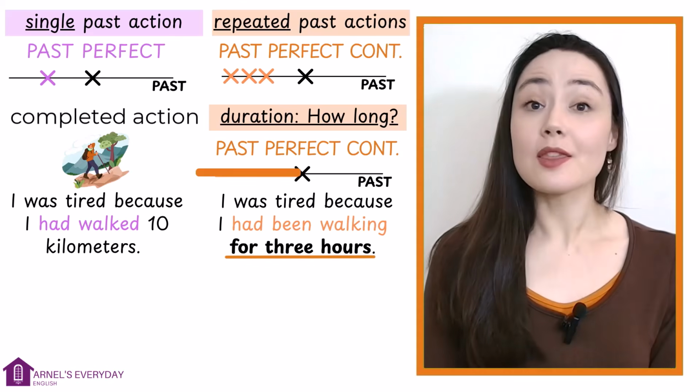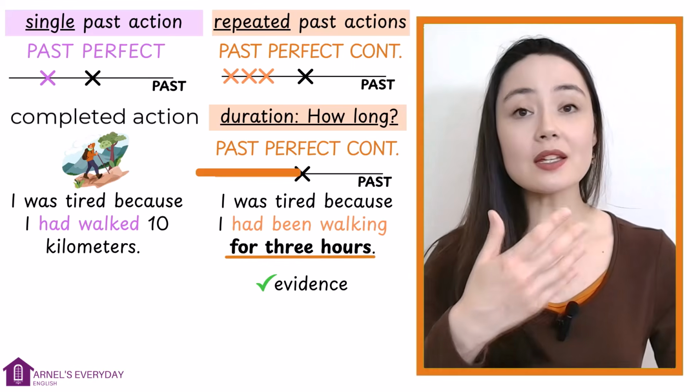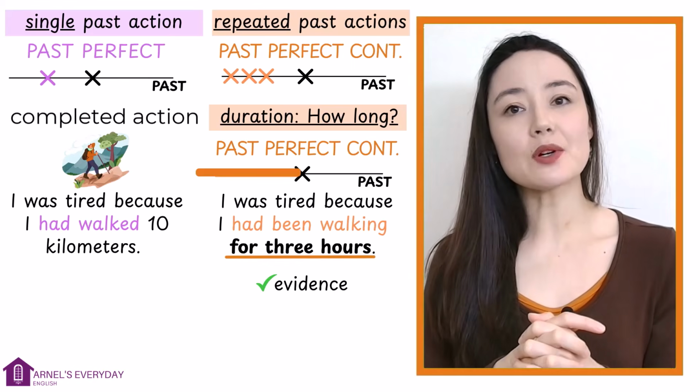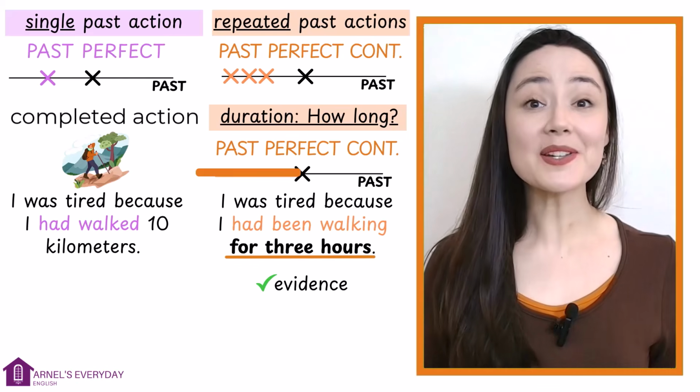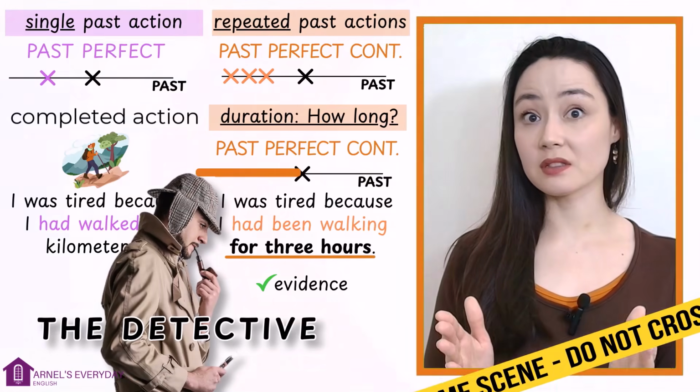Many times with the past perfect continuous, there is evidence of this continuous action. If the past perfect continuous were a person, he'd be the detective.